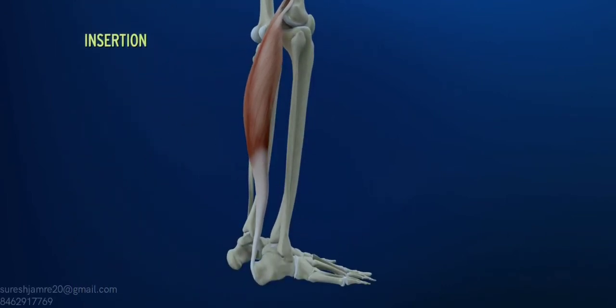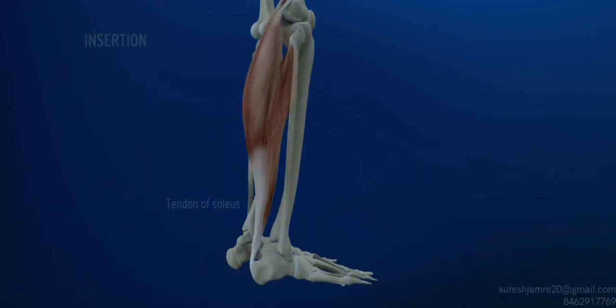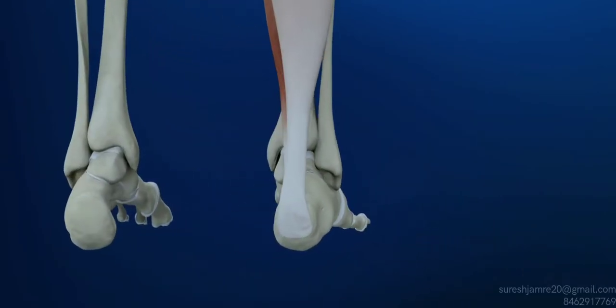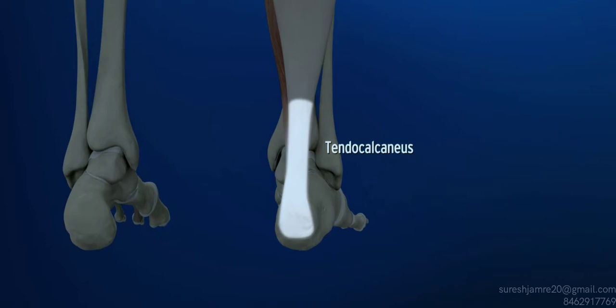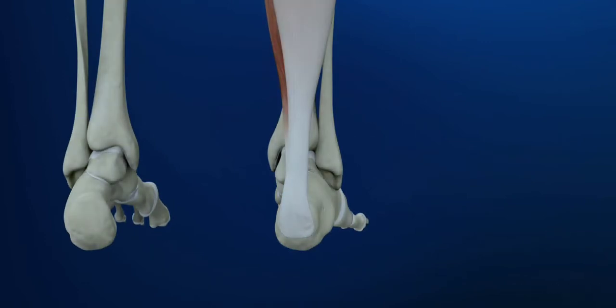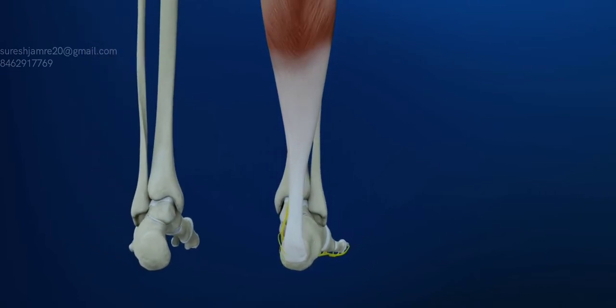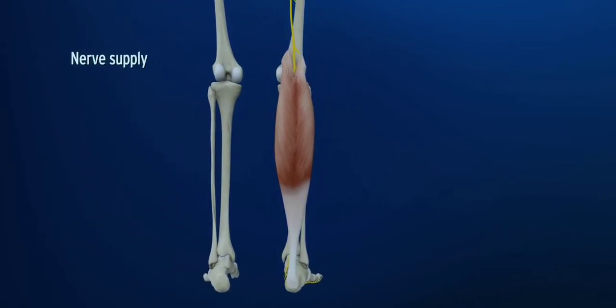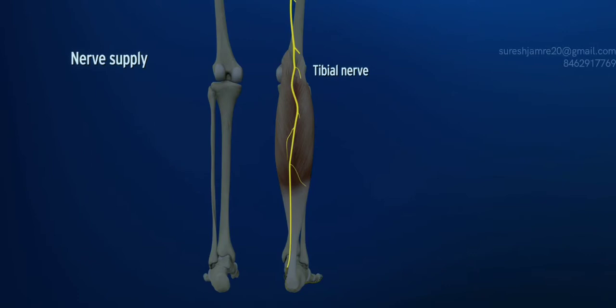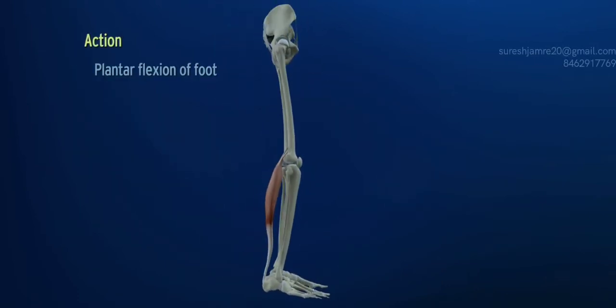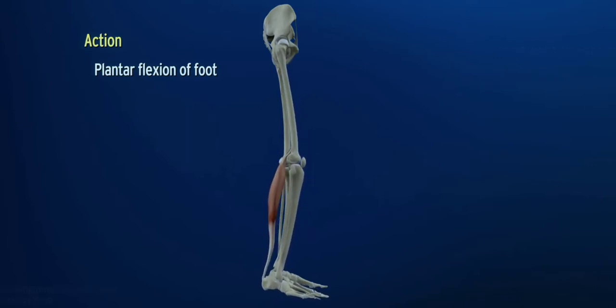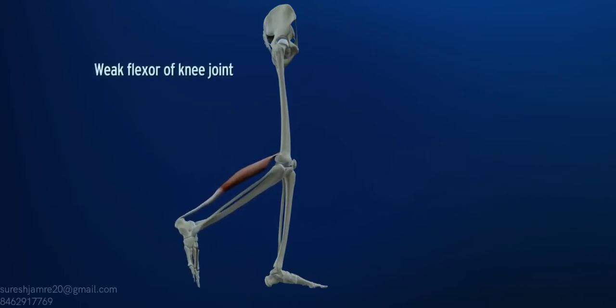Insertion. Tendon of gastrocnemius fuses with the tendon of soleus to form tendocalcaneus. Tendocalcaneus inserts into the middle of the posterior surface of the calcaneum. Nerve supply. Tibial nerve. Action. Plantar flexion of foot. Weak flexor of knee joint.